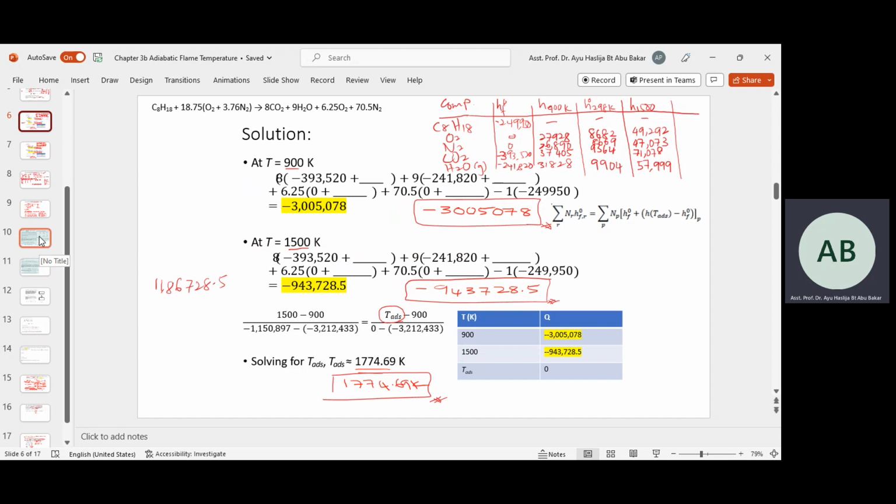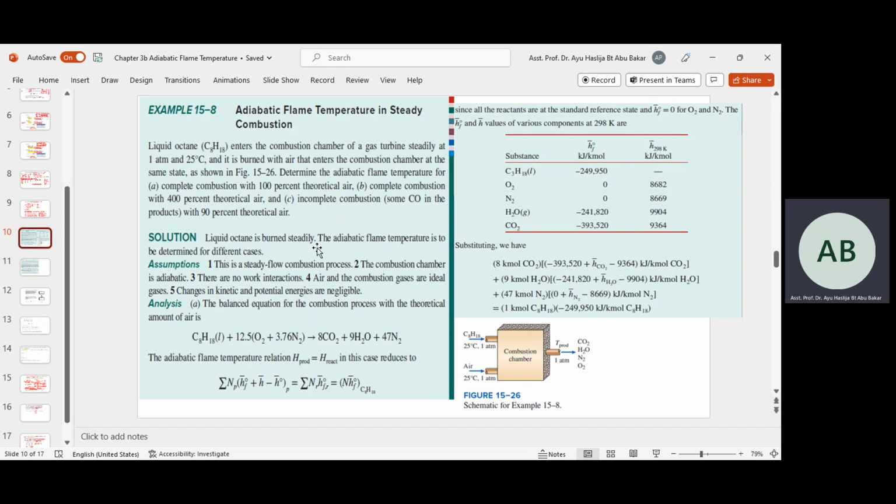Last class I informed you there is another method to determine the adiabatic temperature, apart from assuming two temperatures. This is the method where it calculates the total enthalpy produced by the gases. But at the end, they still assume two temperatures. So I will explain to you step by step.